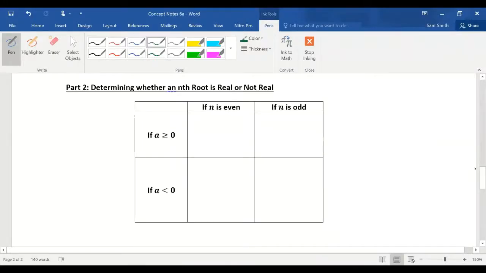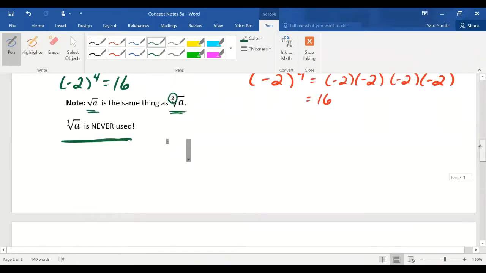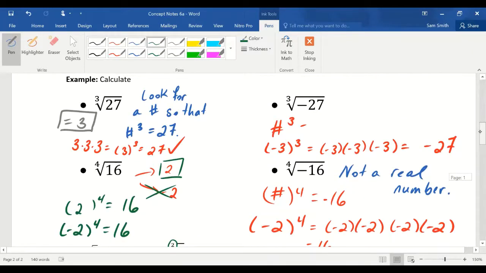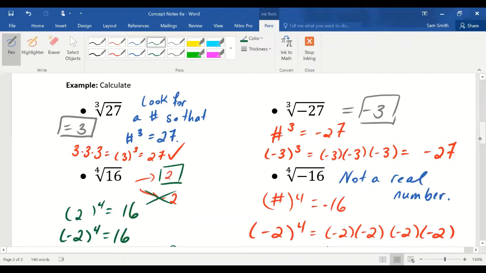So I'd like to talk briefly about some summaries, some shortcuts for determining whether an nth root is a real number or not a real number. If we look back at the remains of the recording from the previous part, we had really four different cases. We had the case when we were taking the third root of a positive number, the third root of a negative number, the fourth root of a positive number, and the fourth root of a negative number.